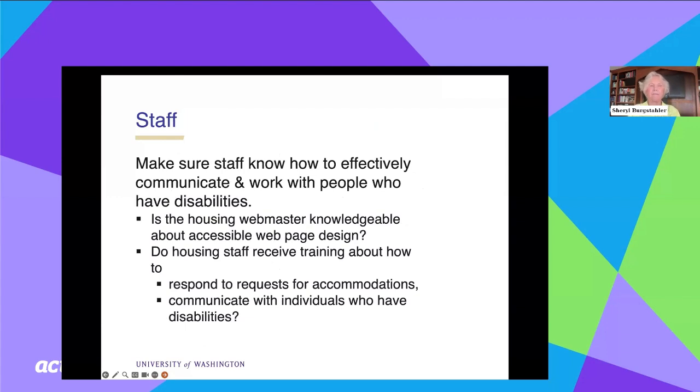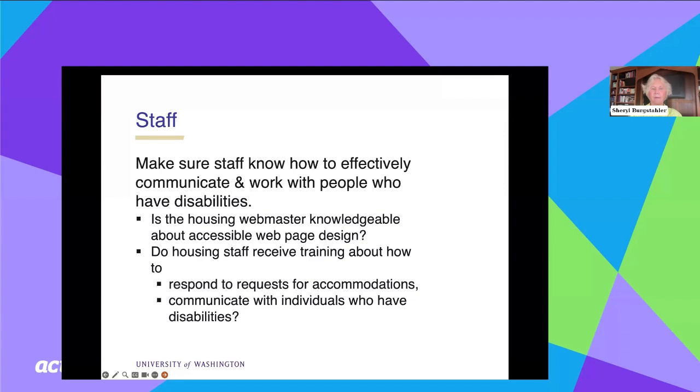Is the housing webmaster knowledgeable about accessible web design? There are a lot of training materials for learning about that, but have the people that this person reports to told that person that they expect them to learn about accessible web design and apply some practices as their skills increase? And they'll find a community of people on campus that can help them with that. Usually a special interest group of some sort or a central group that can help them get started.